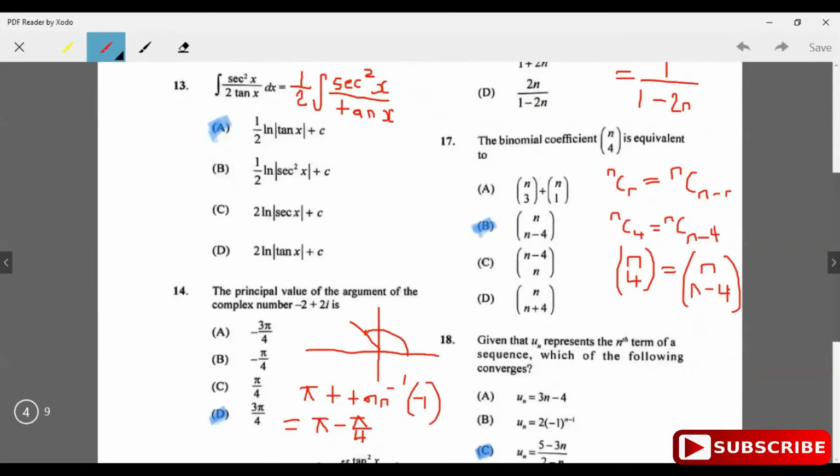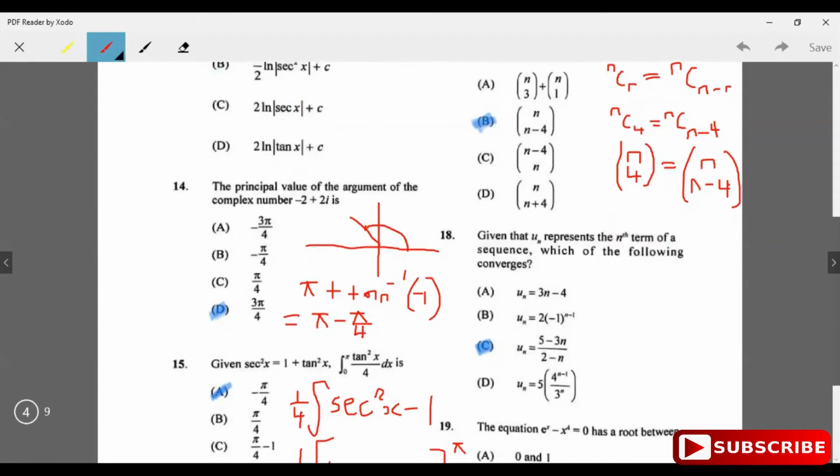All right. Question 18. Question 18 says, given that un represents the nth term of a sequence, which of the following converges? Now, there are many ways to determine the convergence of a sequence, but the easiest way to determine which one converges is to look at un when you take the limit to infinity. un needs to go to a finite value, L, as n goes to infinity. That's the easiest way to do it for an MCQ question.